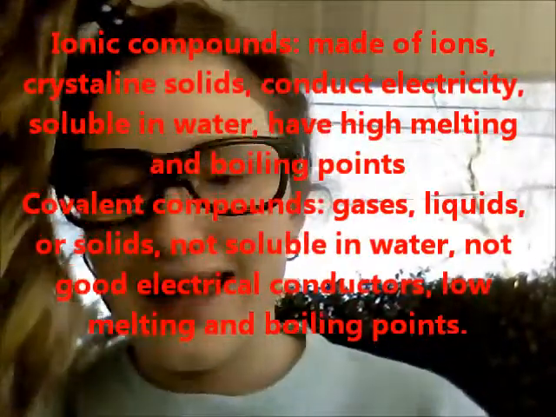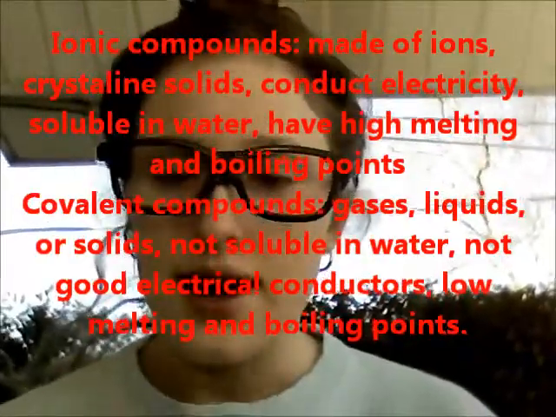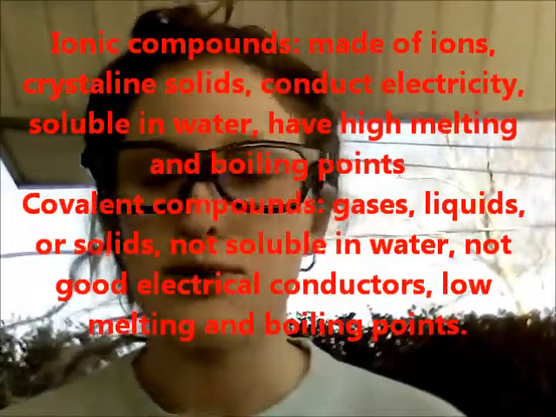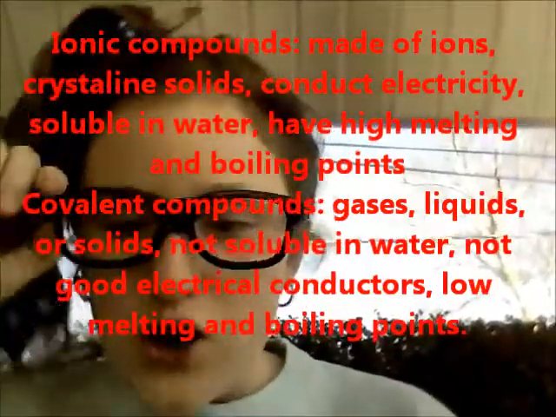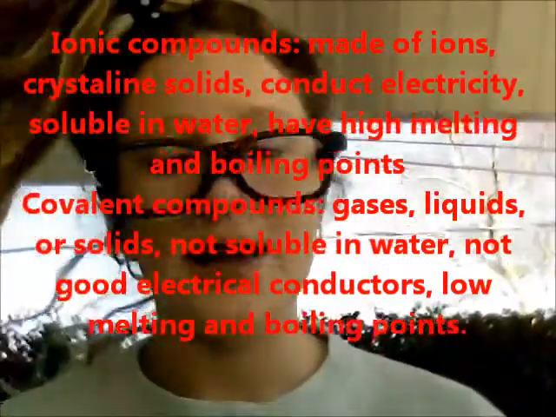Okay, so how can you tell the difference between ionic and covalent compounds? I mean, they sound the same, and to tell you the truth, most people get it confused, and I once did. So, ionic compounds are made of ions, and they are crystalline solids, conduct electricity, are usually soluble in water, and have a high melting and boiling point. Covalent compounds are gases, liquids, or solids. They are not soluble in water and are not good electrical conductors. Finally, they have low melting and boiling points.